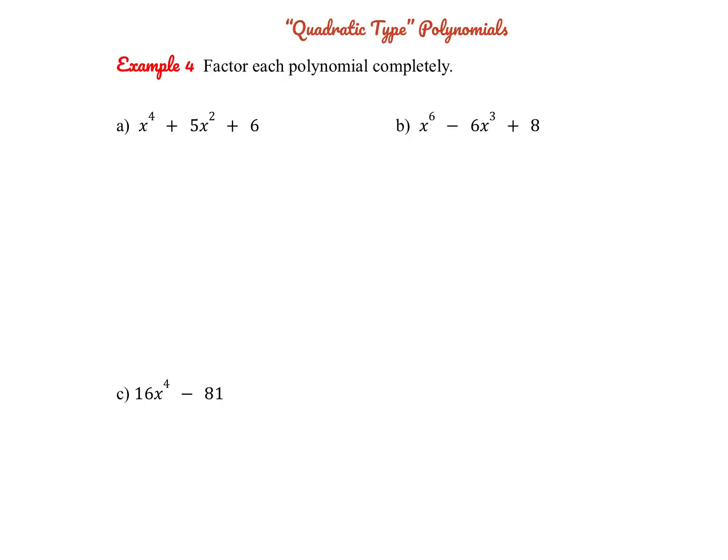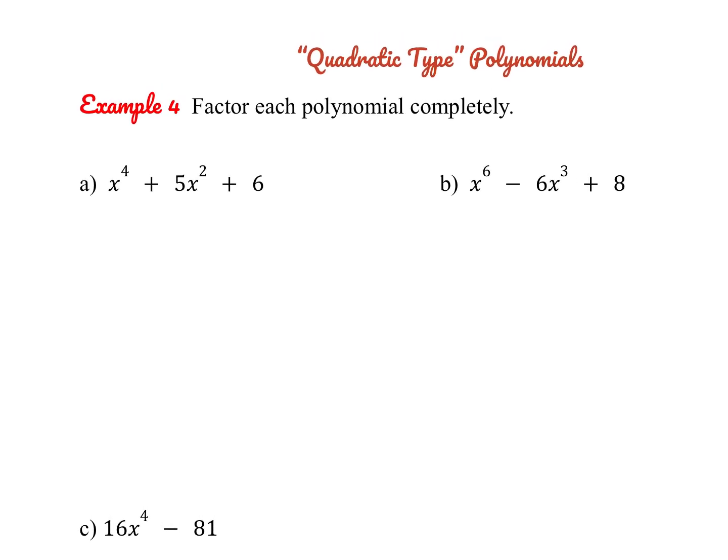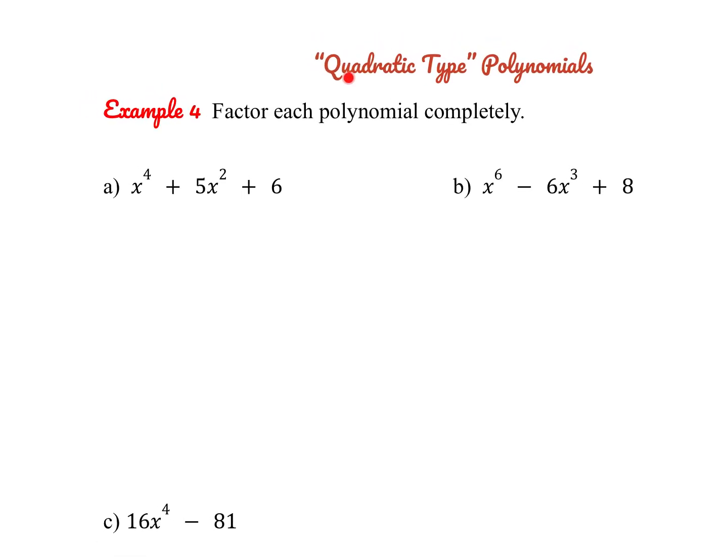All right, the last type of factoring we're going to talk about are what we call quadratic type polynomials. A quadratic type polynomial is a polynomial where the degree of your first term is double the degree of your middle term, and then your last term is a constant. I understand this is not a quadratic, but we can factor it like a quadratic.